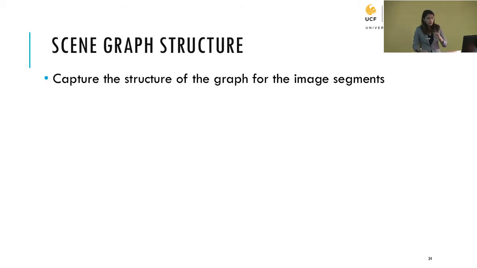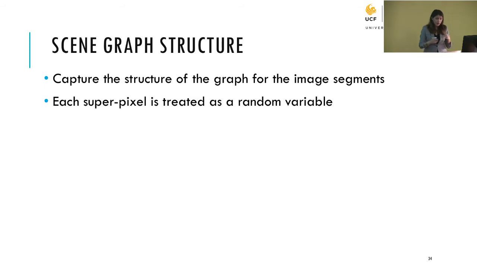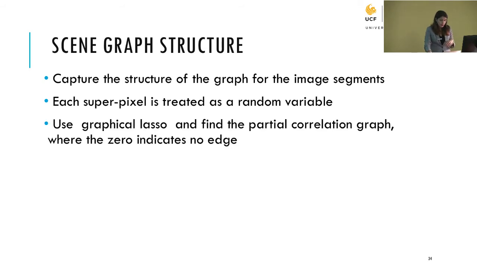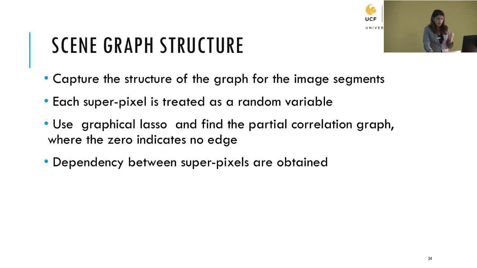Now, the other way that we use graphical lasso is to find the scene graph. The scene graph captures the structure of the graph among superpixels. So now each superpixel is treated as a random variable. We can use its features or the results of the classifier for that superpixel to find how these superpixels are connected. Then again we use graphical lasso to find the partial correlation, and 0 means no edge, now between superpixels. And now we have the dependency between superpixels.